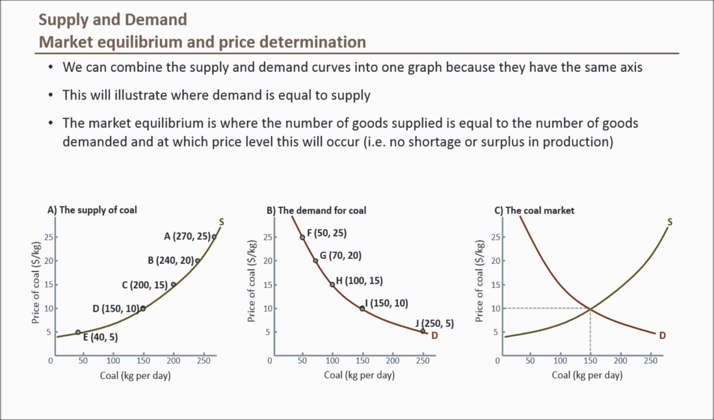For example, at the $10 per kilogram market price level, mining companies decided to supply 150 kilograms of coal per day. Consumers of coal, perhaps coal-fired power stations, considered their budgets and needs and decided that at $10 per kilogram, they would purchase 150 kilograms of coal per day, leaving behind no leftover coal. Therefore, we sometimes call the equilibrium price level the market clearing price.